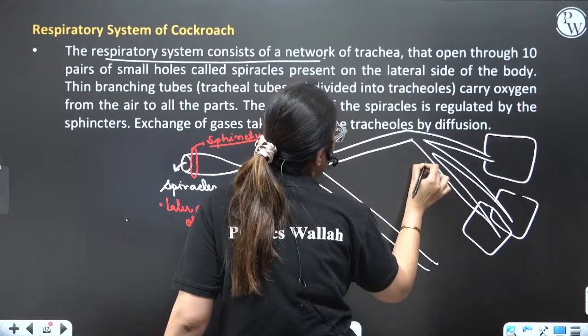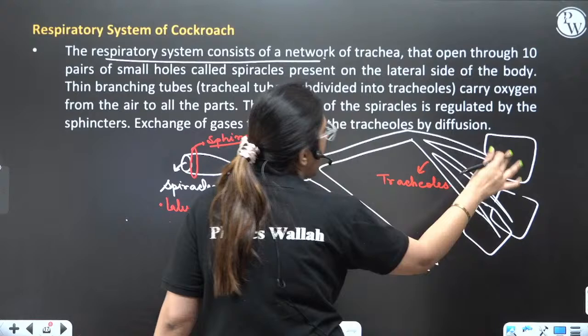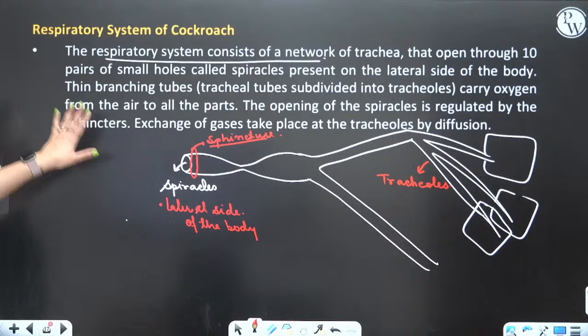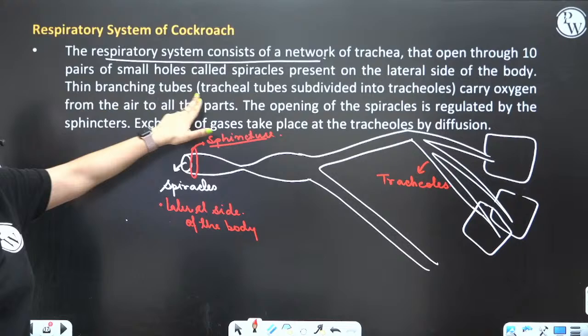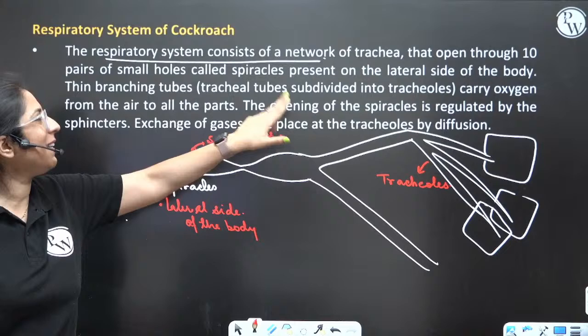What are these tracheoles? Tracheoles are in touch with the body tissue. So with the help of diffusion, they diffuse the gases. So let's have a look. They have 10 pairs of small holes, spiracles, present on the lateral side of the body. Thin branching tracheal tubes are subdivided into tracheoles, carrying oxygen air to all the parts. The opening of spiracles is regulated by sphincters. Exchange of gases takes place at the tracheole with the help of diffusion.